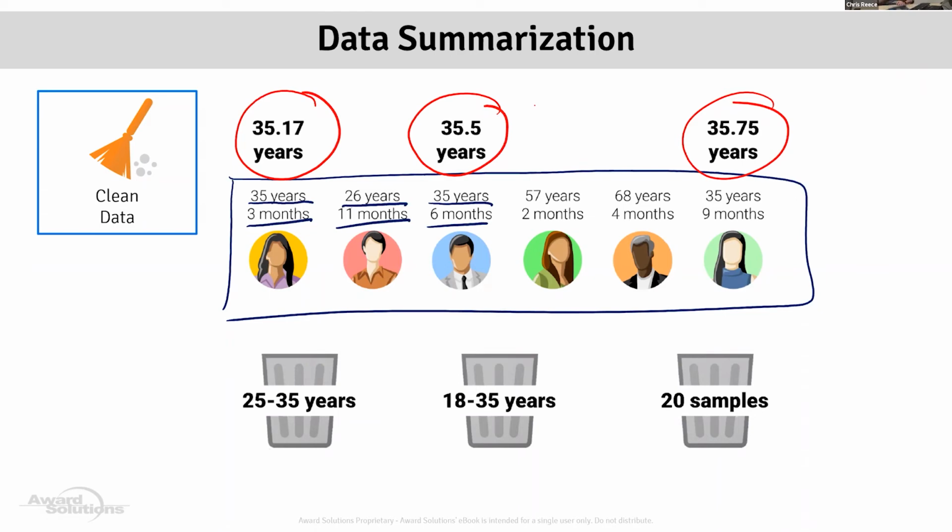Well, here's the question. Do I really care for the sake of the study if someone is 35 and 3 months, 35 and 6 months, or 35 and 9 months? Does that really matter? If it does, great. If it doesn't, then what I might want to do is say, let me break it into buckets. Let me put everybody that's in 25 to 35 years into the same bucket. And then I only need to report which bucket they're in.